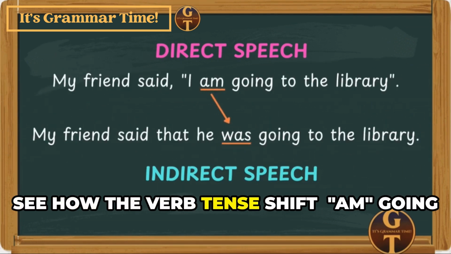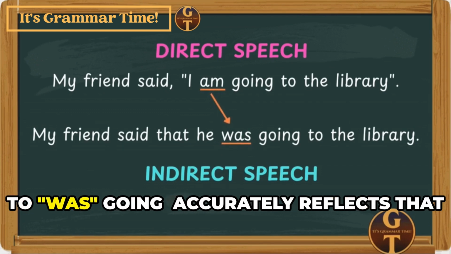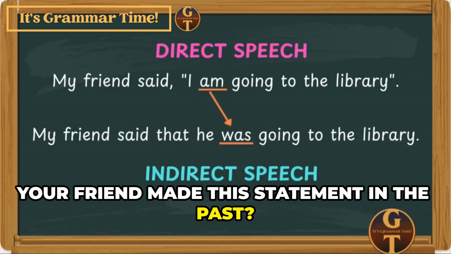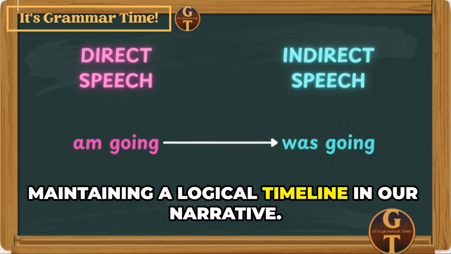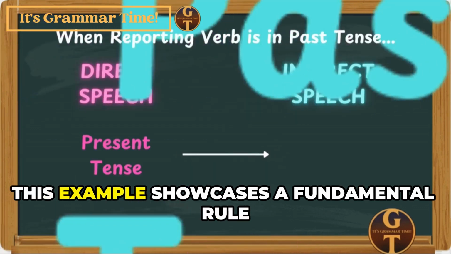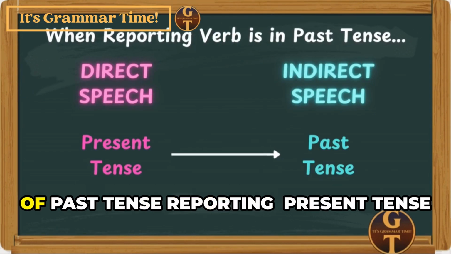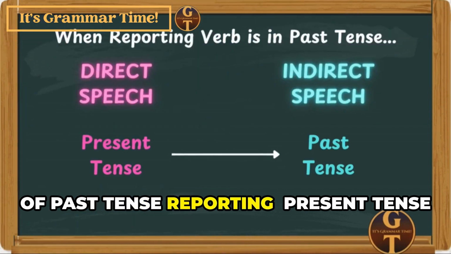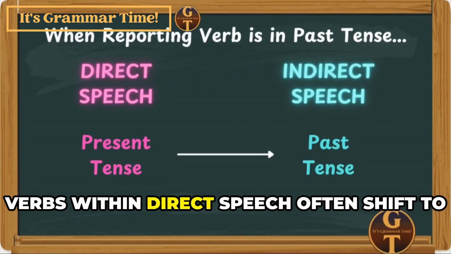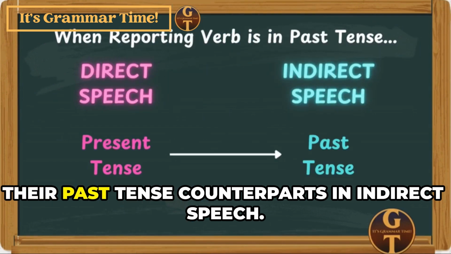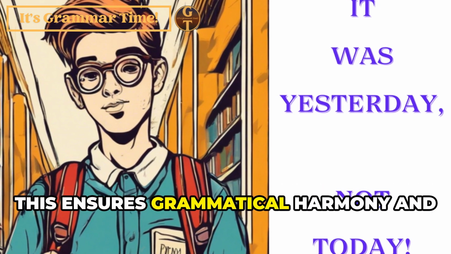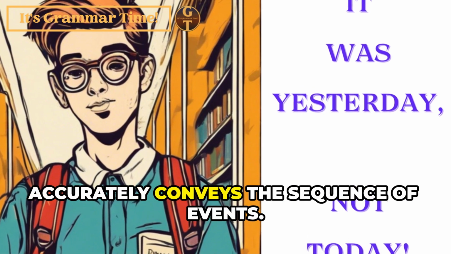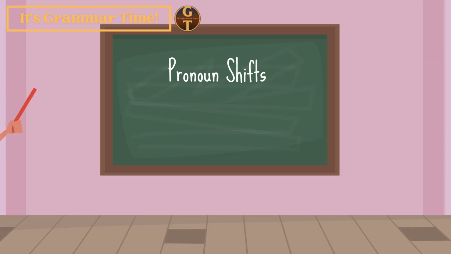See how the verb tense shift, "am going" to "was going," accurately reflects that your friend made this statement in the past? This backshifting is crucial for maintaining a logical timeline in our narrative. This example showcases a fundamental rule of past tense reporting. Present tense verbs within direct speech often shift to their past tense counterparts in indirect speech. This ensures grammatical harmony and accurately conveys the sequence of events.